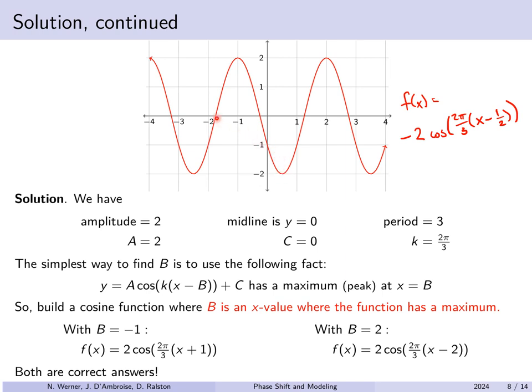You could also identify some midline points and attempt to say if you're at the midline and increasing, you can use a sine, whereas if you're at the midline and decreasing, you can use a negative sine. So there are many, many correct answers, but in general, if you only have to produce one answer, the positive cosine curve tends to be the easiest one. Find a place where the function has its maximum and model the function with a cosine curve multiplied by a positive number.